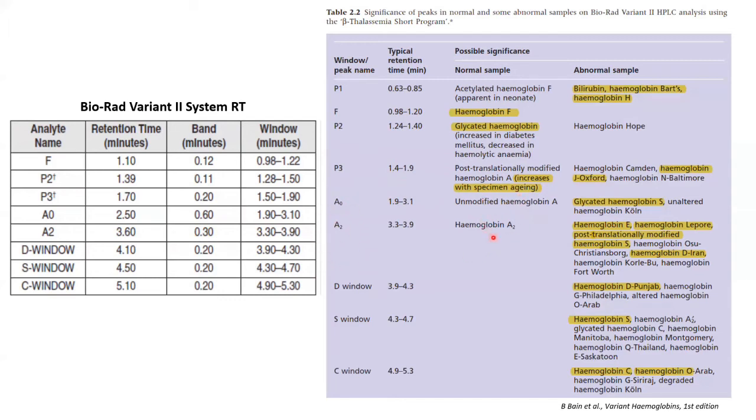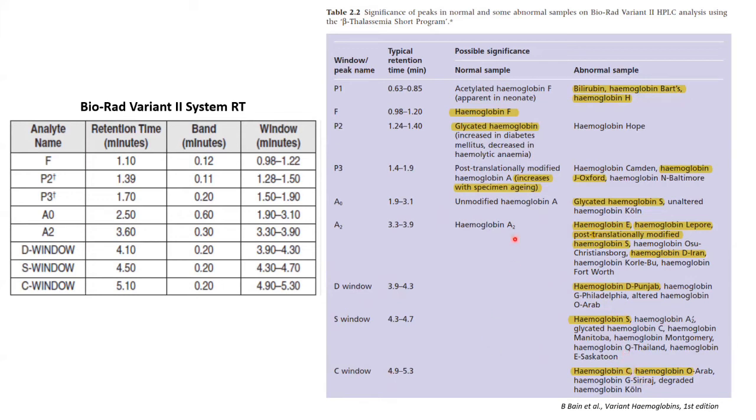Along with hemoglobin A2, you have quite a lot of significant hemoglobins which come along with A2 in the hemoglobin HPLC, which is hemoglobin E, hemoglobin Lepore, and hemoglobin D Iran. Then you have the D window where you have hemoglobin D Punjab. Hemoglobin S window, as the name suggests, that you have the hemoglobin S, and in the C window you have hemoglobin C and hemoglobin O.